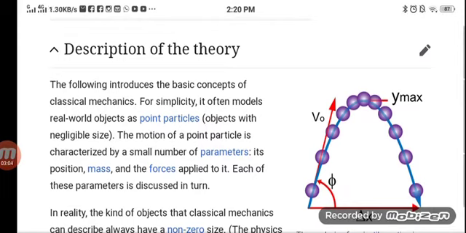There is a diagram. Here is the Δx and v0, φ0, y max. It means that here y is max.